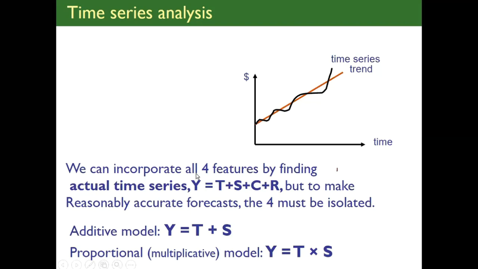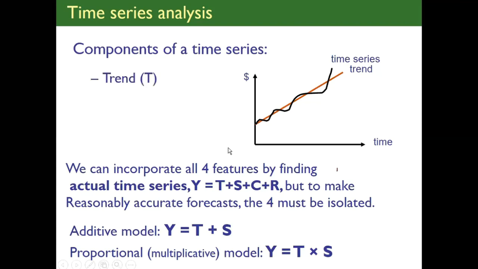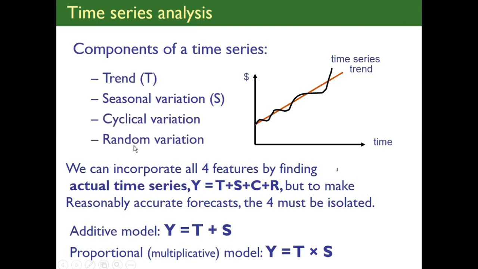We can incorporate all 4 features. So what are those components of time series? You've got trend line, which is called T, seasonal variations S, cyclical variations C, and random variations R. We can incorporate all 4 features by finding the actual time series. So Y would be the item which you want to forecast, probably sales. So your sales depend on the trend, what is a general trend, plus the seasonal impact, plus the cyclical effect, plus the random effect. But to make a reasonably accurate forecast, the 4 must be isolated.